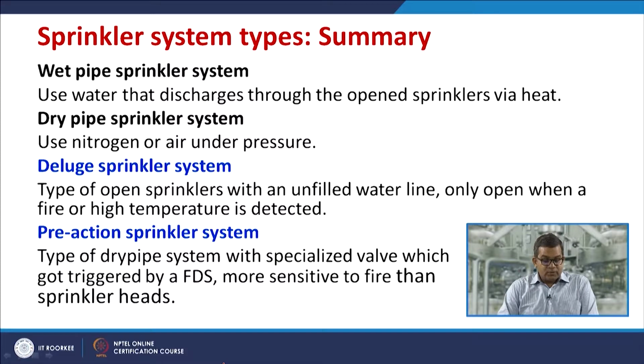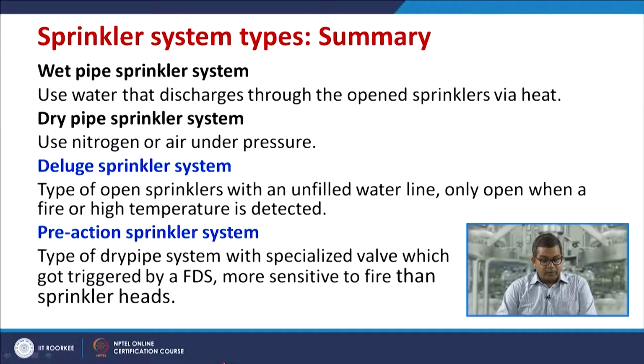We have discussed the wet pipe sprinkler system, which uses water that discharges through the opened sprinkler via heat. We have discussed the dry pipe sprinkler system, which usually uses nitrogen or air under pressure. In this module, we will discuss the deluge type of sprinkler system, which has open sprinklers with an unfilled water line and only opens when a fire or high temperature is detected. There are also pre-action systems, a type of dry pipe system with a specialized valve triggered by a fire detection system, which is more sensitive to fire than sprinkler heads.